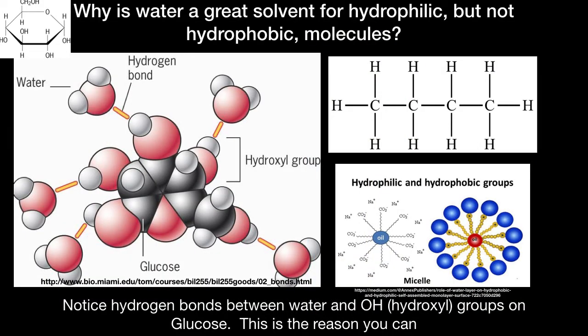The polarity of water enables hydrophilic molecules like glucose to become dissolved in water. The way that works is that there are polar covalent bonds in the glucose molecule, and you can see the white balls and the red balls, those are hydrogen atoms and oxygen atoms. The polarity of those bonds enables a water molecule to form a hydrogen bond with an OH part of a glucose molecule, and the water molecules surrounding this glucose molecule cause the glucose to be dissolved in water.